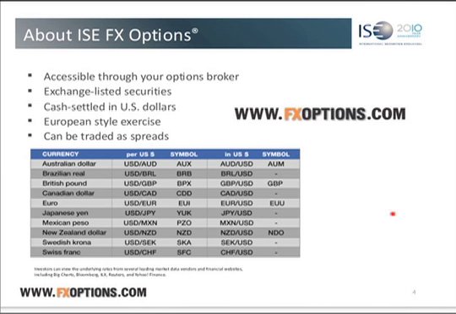Now, this is just a little bit about ISE options, and I'm sure if you're on this webcast, you've probably learned the ins and outs of FX options. But these are some of the different combinations that are available to you that are currently trading. We have the Australian dollar, the Brazilian, the British pound, the Canadian, the euro, the Japanese yen, the Mexican peso, the New Zealand dollar, Swedish and Swiss franc.